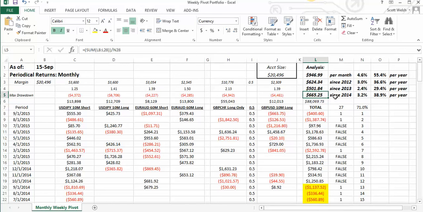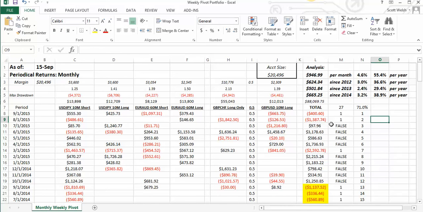I like the fact that in the last year and a half we're making more money than we have at any point since 2012, and that's a big deal. That means the portfolio is something that I'm very interested in, and it's why I'm sharing it with you. And these numbers to the right here, you can see at this particular average, you make 3% a month, or per year, 36.6. And at this particular number, you make that. So since 2014, we're at 665, and that's about 39% a year.